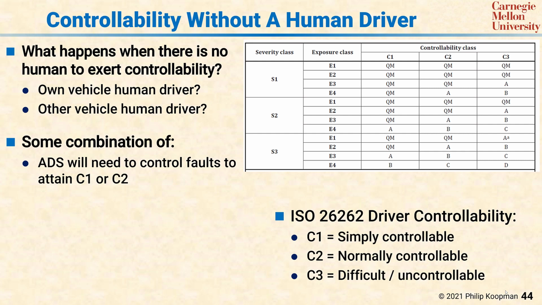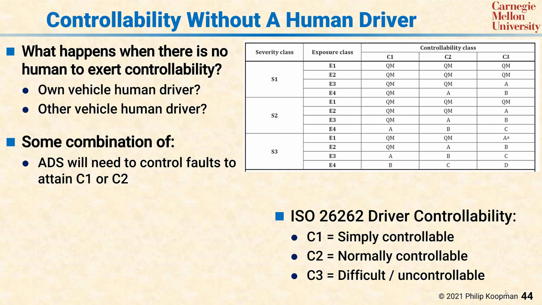For example, if there's a component that when it fails causes something potentially deadly, but a normal human driver would be expected to very easily mitigate the risk, then that component could justifiably have a low ASIL in a human-driven car. But retaining that ASIL imposes a requirement that the ADS has to also know how to control the fault if it should occur.